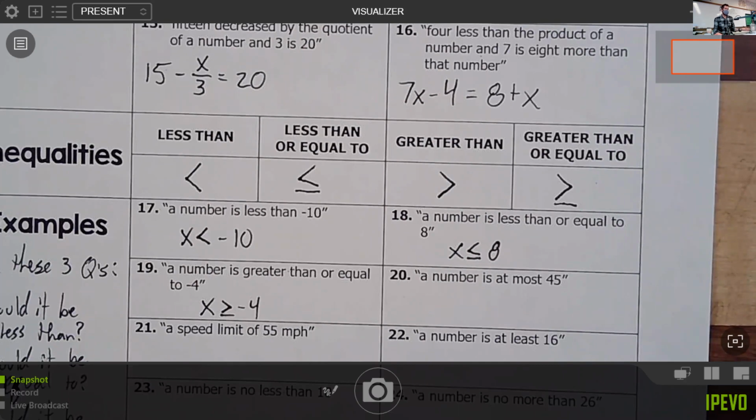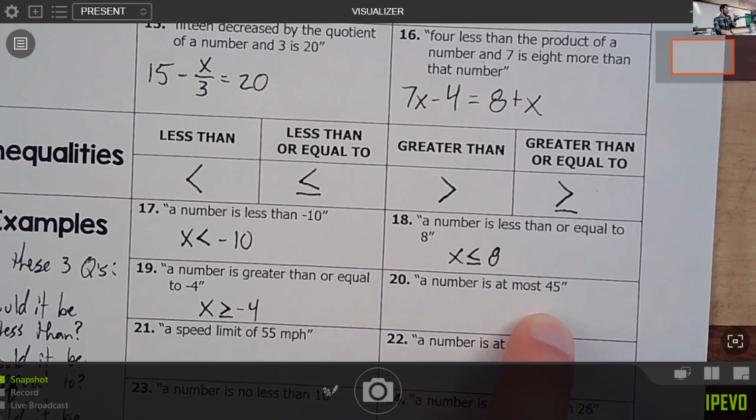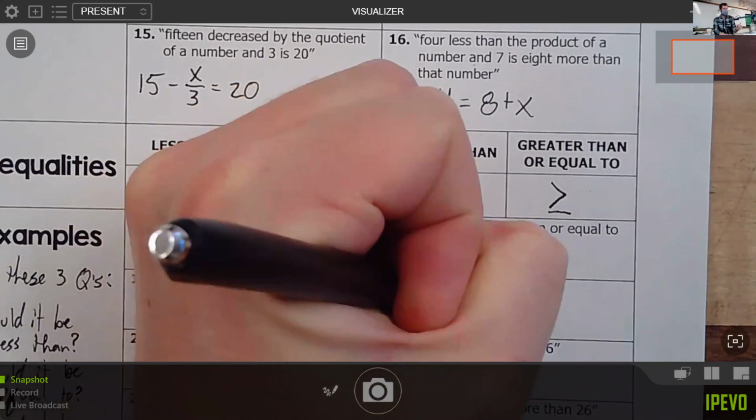I see some nodding. Yeah, it could be, because the highest possible value is what? If it's at most 45, the highest possible value is 45, which means that it certainly could be less than 45. Is it allowed to be the same as 45? Yeah, it could be 45 as well. But it could be 45. It could also be less than 45. It cannot be more than 45. So here we're looking at x is less than or equal to 45.